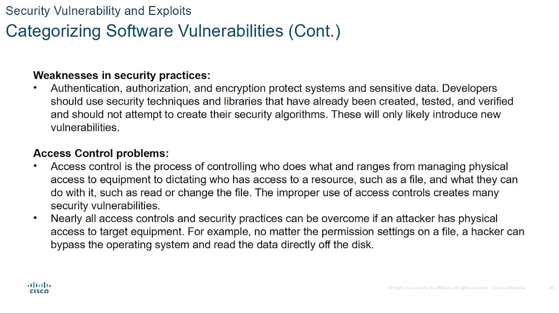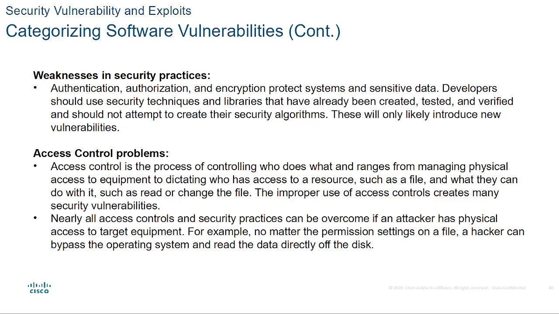Another category is access control problems. Access control is the process of controlling who does what, and ranges from managing physical access to equipment to detecting who has access to a resource, such as a file, and what they can do with that file, such as reading the file, executing the file, or deleting that file. So the improper use of access control makes systems vulnerable.